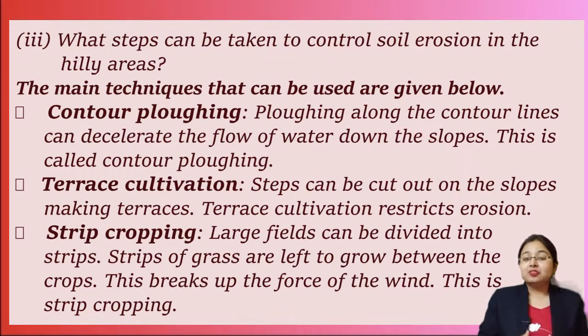Third one is strip cropping. Children, large fields can be divided into long strips, and crops can be planted or sown in alternate strips, and in between grasses can be there. So what will this do? This will break the force of the wind, and this is called strip cropping.